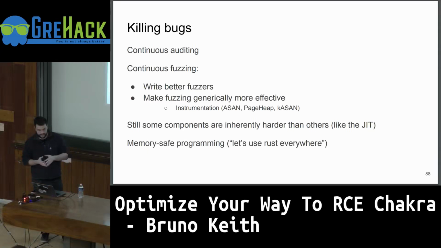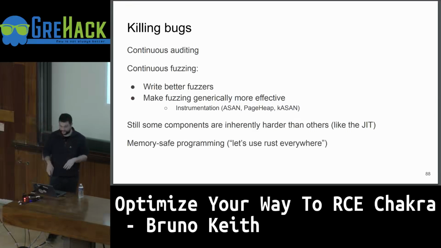There are two main things where improvement can be made. Write better fuzzers, so that's super generic, but I believe fuzzers can always be improved, and also make fuzzing generically more effective. Here, that's the work that has to be done with instrumentation such as ASAN, page heap, kernel ASAN, that sort of stuff. Still, at the end of the day, you have some components that are just inherently harder than others to fuzz and look at. That's the case of JIT compilers, for example.